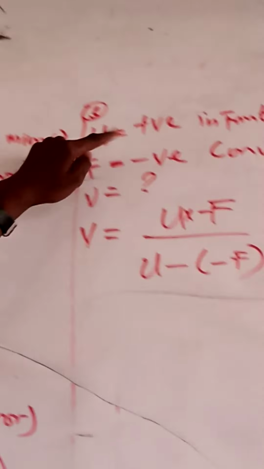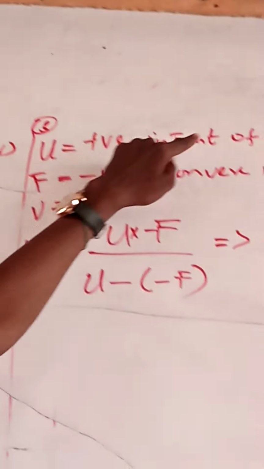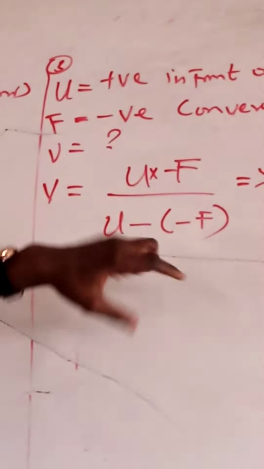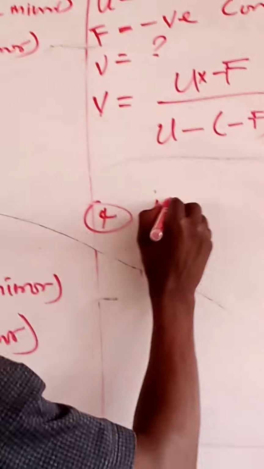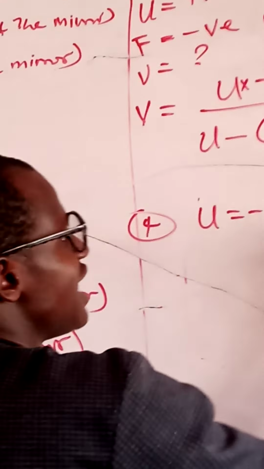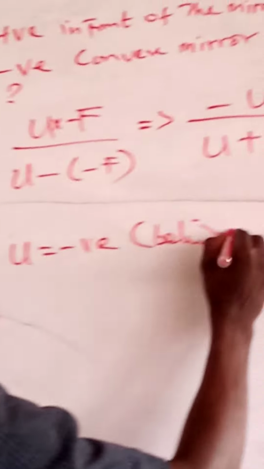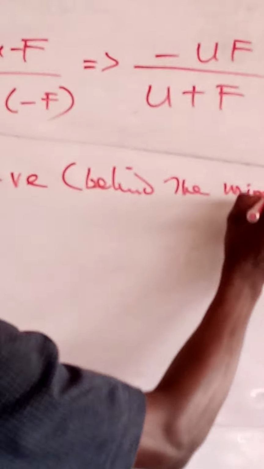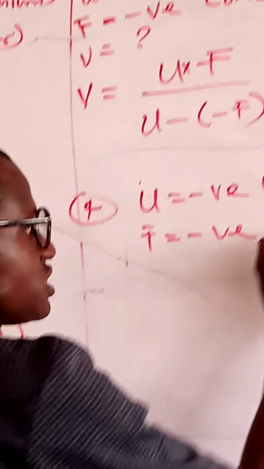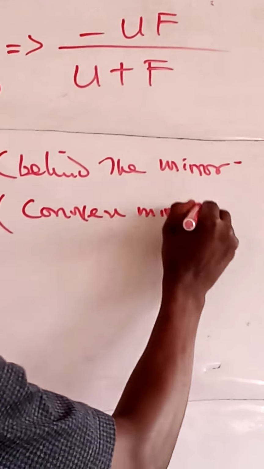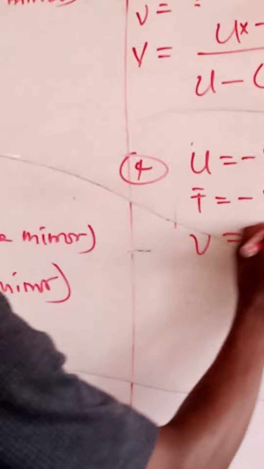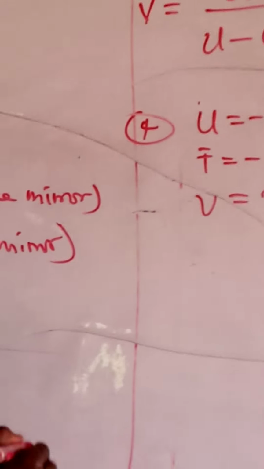That is for an object in front of the mirror, but the nature of the mirror is a convex mirror. Now number 4, we have u is equals to negative, that is behind the mirror, and our f is also negative, that is a convex mirror. Now what do we do here? Our v is unknown.